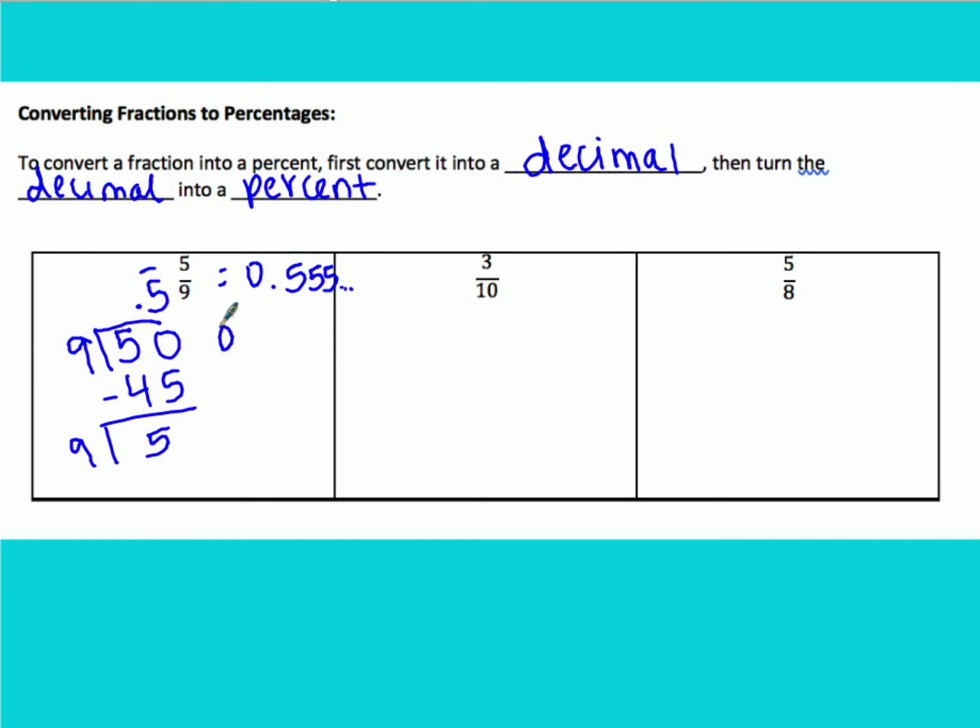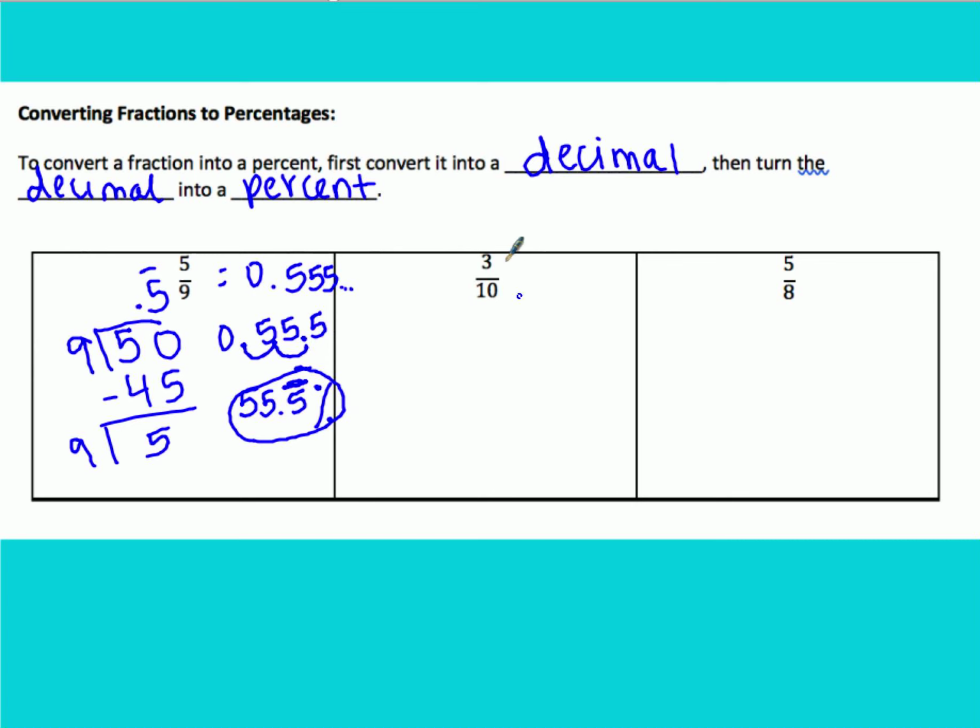So if I have 0.55555 forever, I'm going to take my decimal and I'm going to move it 2 spaces to the right to turn this into a percentage. That means I made 55.5, but those 5s are going to keep going, so we have to remember to put the repeat bar over that 5 in the tens place. Add your percent sign because now it's in a percentage, and here's our final answer.